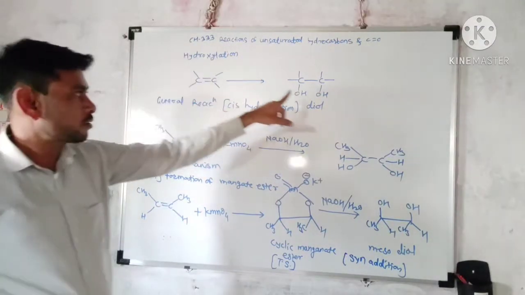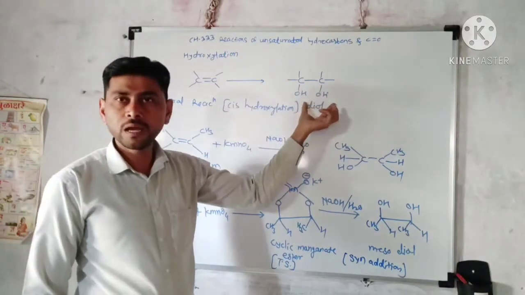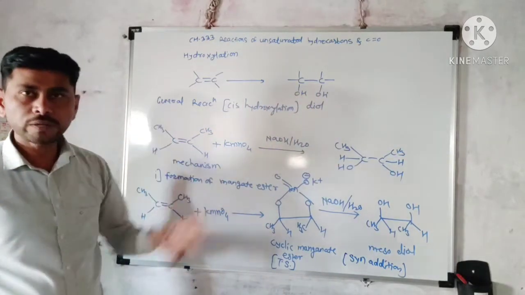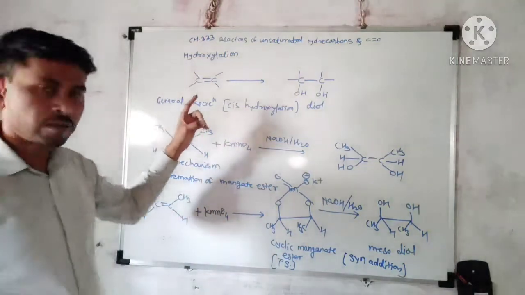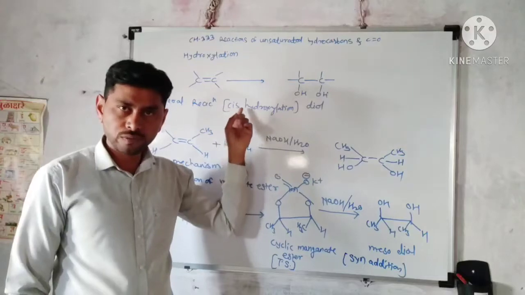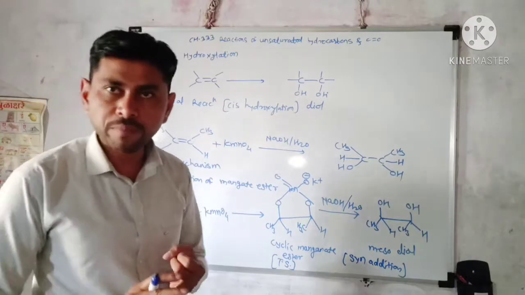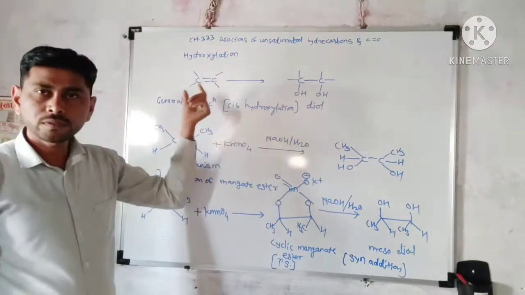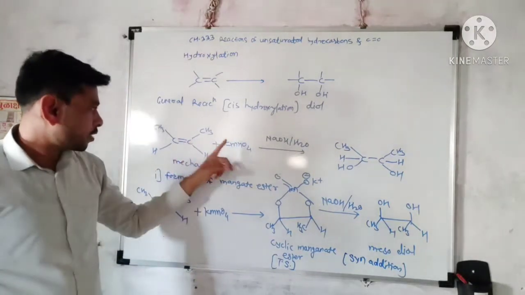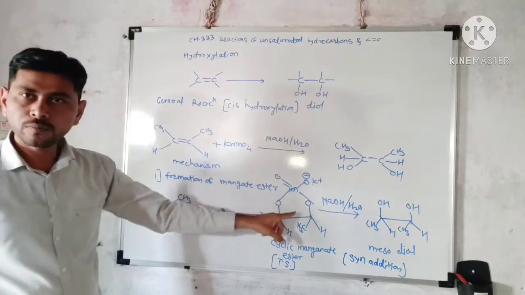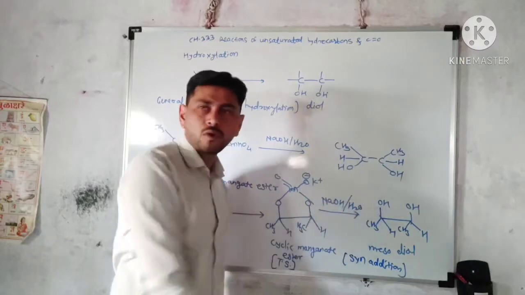This is the hydroxylation process, where two OH groups are attached across the carbon-carbon double bond, and we get the diol formation. Two types of hydroxylation: cis hydroxylation and trans hydroxylation. In cis hydroxylation, if the diol formation takes place by KMnO4 or osmium tetroxide, then we get the formation of cis diol. In presence of KMnO4, the first step is the formation of cyclic manganate ester, and the second step is the breaking of this manganate ester to form diol.